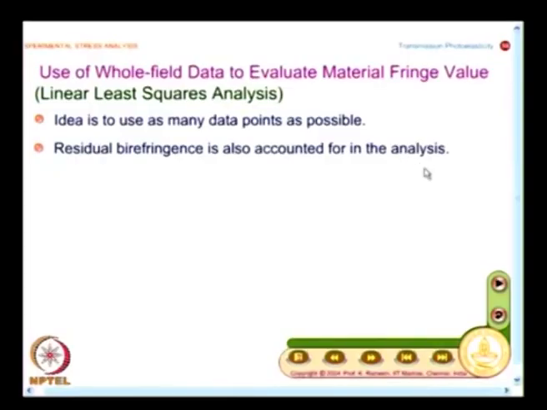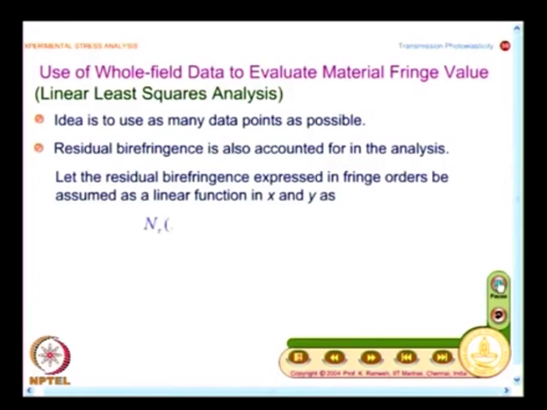My focus is only to find out f sigma, but I bring in one more aspect which I feel is logically sound, so that I have a better analytical model to handle even situations where I may have residual birefringence inadvertently introduced. So, what I have is I define NR as a residual birefringence, which is a function of x comma y, varies from point to point. I make this as Ax plus By plus C. So, I am introducing a new function.